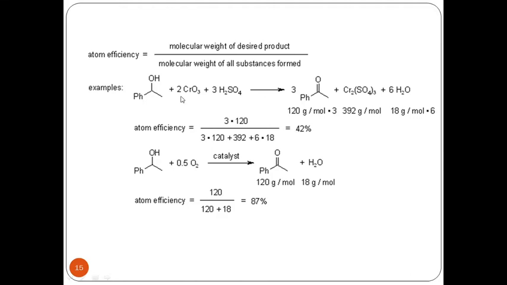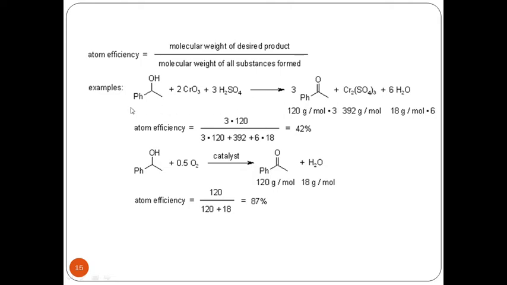Now, based on that, when we saw the formula, atom efficiency is equal to molecular weight of the desired product divided by molecular weight of all the substances formed into 100. So this is how you give the formula of atom efficiency. Now let us solve some examples based on this formula.